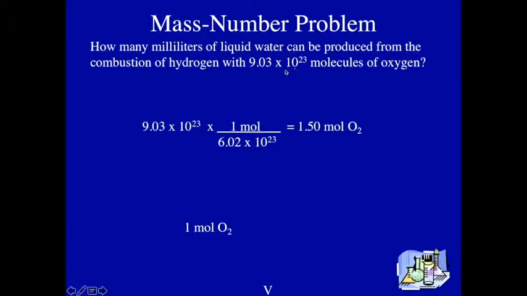What I need to focus on is what I'm given. I'm given 9.03 times 10 to the 23rd molecules. That's all I need to worry about to start. And the equation that gets me there. I have hydrogen as a gas. I have oxygen as a gas.